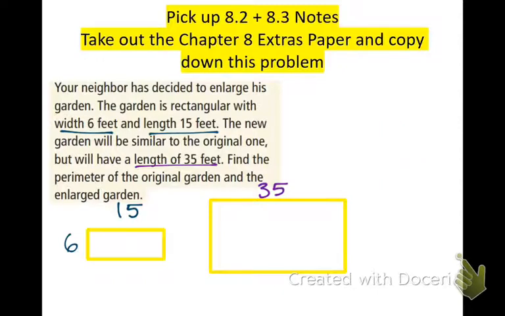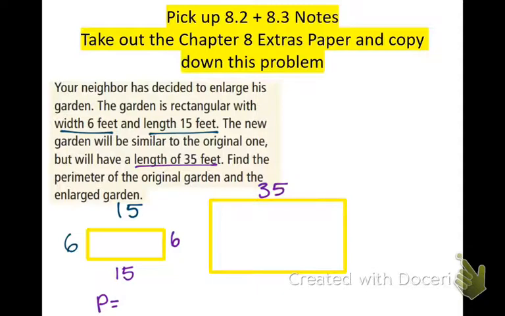All right, find the perimeter of the original garden and of the enlarged garden. So there are actually 3 ways to do this problem. I'm going to do it one way. So first off, there's only one way to find a perimeter, right? We need to add up all the sides. What do we know about the opposite sides in a rectangle? They're congruent. So the opposite side is 6, which means this bottom side is also 15. So the perimeter, you add them all up.